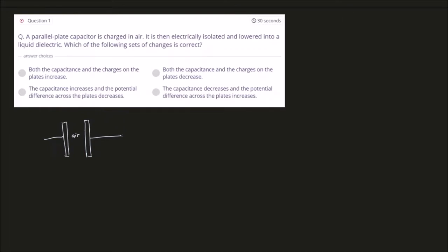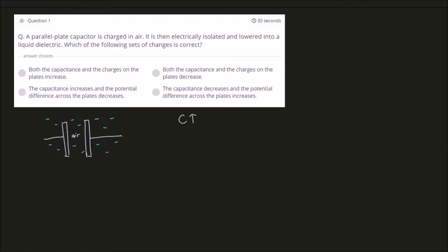Okay, then it is lowered into a liquid dielectric. When you lower it into a liquid, I assume it's immersed in some kind of liquid. Because this liquid dielectric is in between the plates, you can say there's dielectric between the plates now. So what is the effect of the liquid dielectric? It's the same as any solid dielectric slab that you have learned before. The first effect is that it will increase the capacitance. So the capacitance will increase.